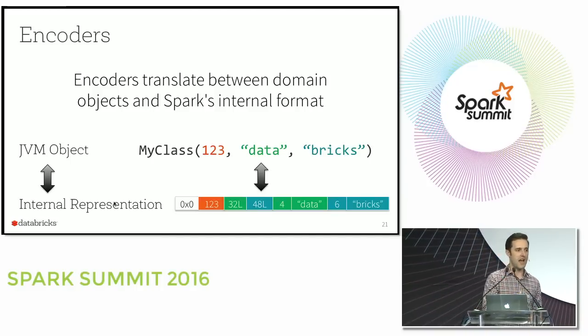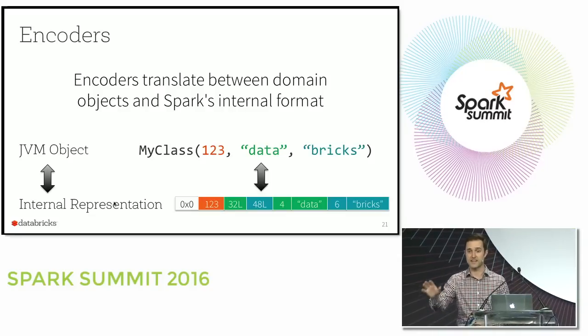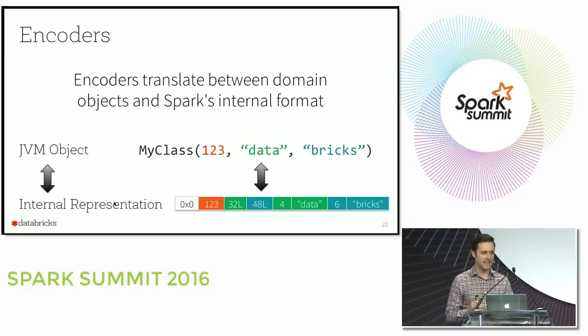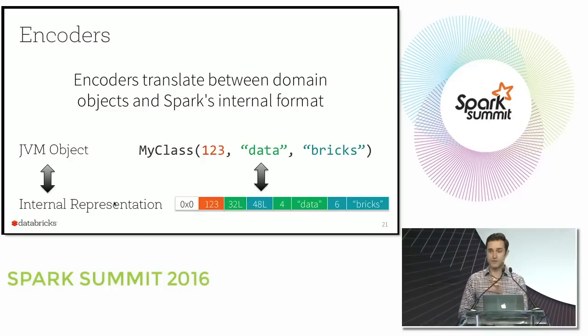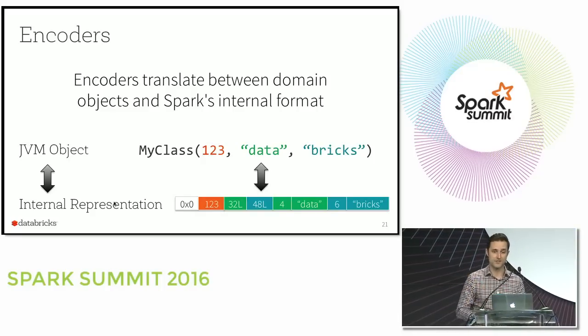This means that you don't have to write that boilerplate code that takes your case class and turns it into JSON, or takes the JSON and turns it into your case class. What happens is we automatically take the structure of your data and we do code generation at runtime to build these encoders to do these types of translations.